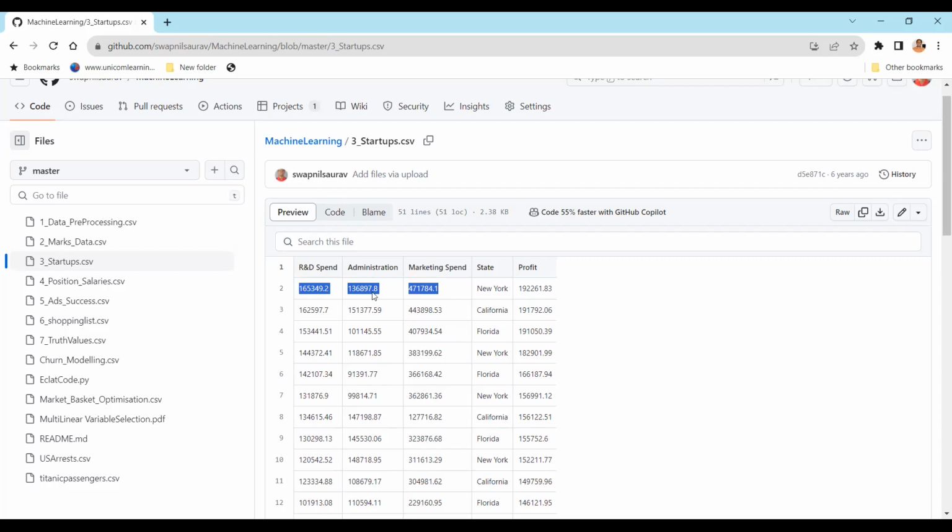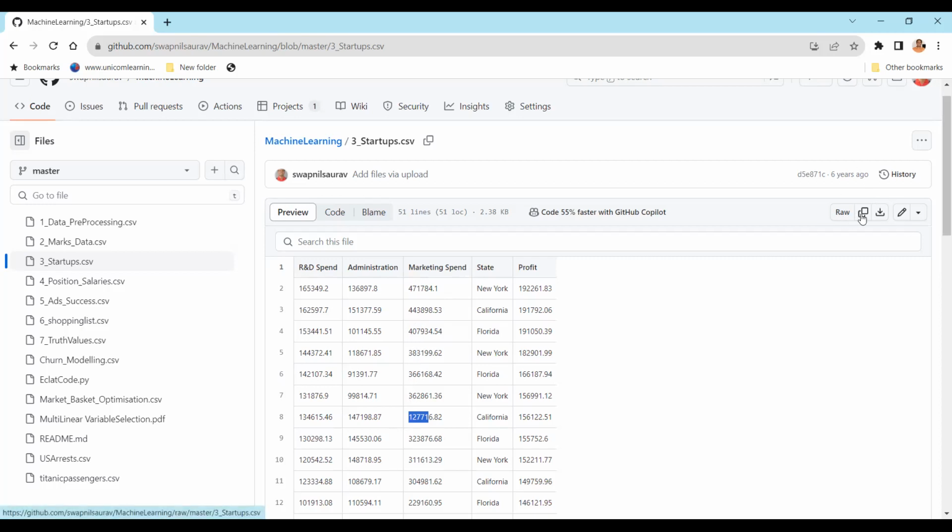6 digit is on the lower side, like 100K, 1 lakh, and 5 digit is on the higher side, like 40,000, 50,000. Here you have 6 digit as well. So they are in a similar range, and we don't have to perform scaling. If it was like 2-digit and 6-digit, then yes. But since they're in a similar range, we can avoid doing normalization.